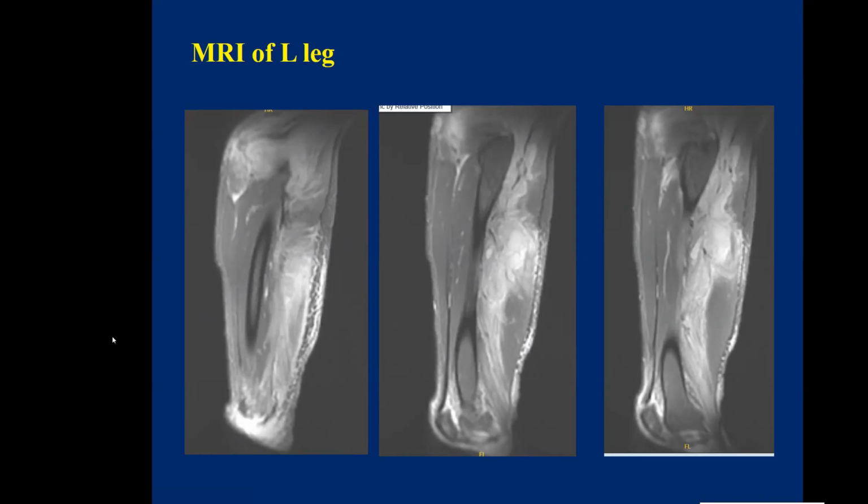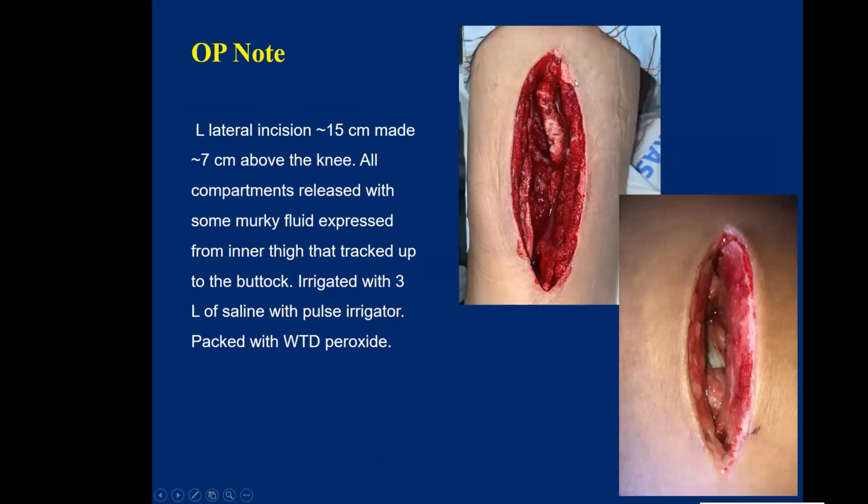So if you have a very red leg, you're talking about the skin and the subcutaneous tissue. But if you have a lot of pain but almost no skin involvement, then you're talking about deep tissues. So yeah, he had a really bad infection. He went to the OR.